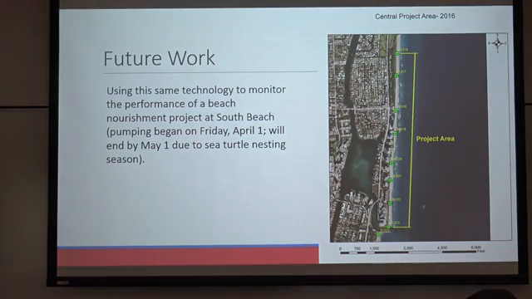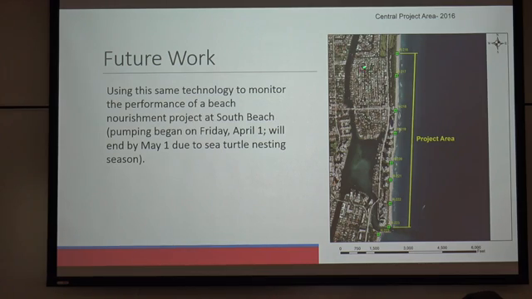So some of the future work, so that was Tropical Storm Erika. We're using the same technology to monitor a beach nourishment project that just started about a week ago in the Boca area. Right? So beach nourishment, they take sand from offshore, pump it onshore to make your beach wider, right? Have storm protection, create habitat, etc.